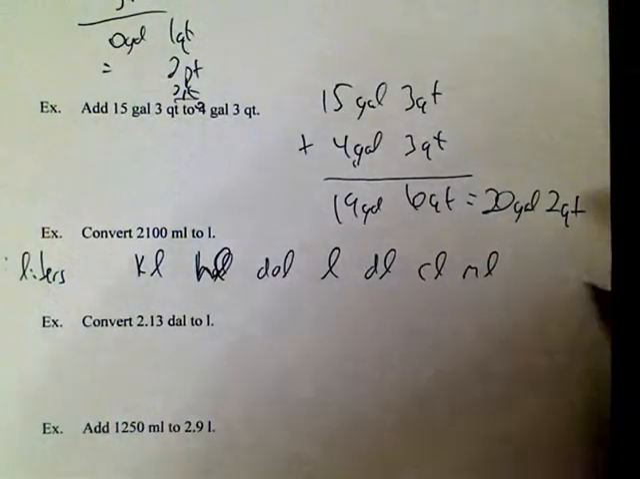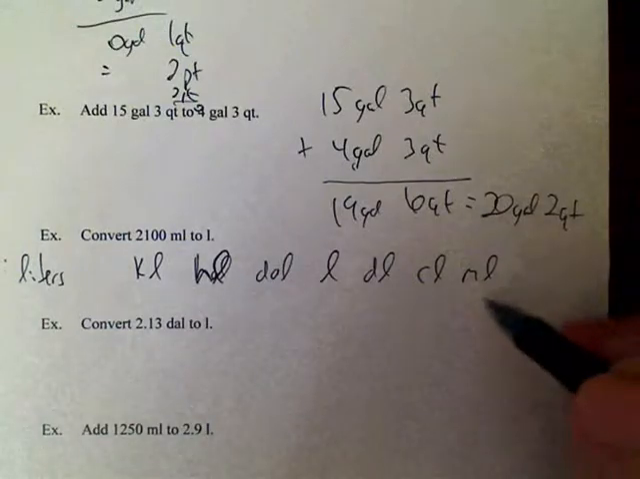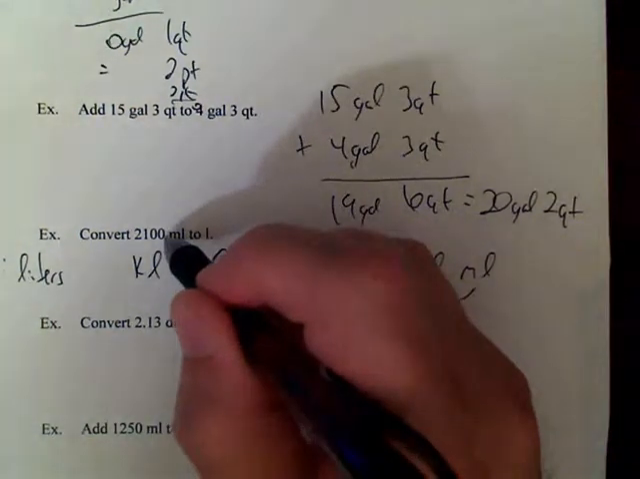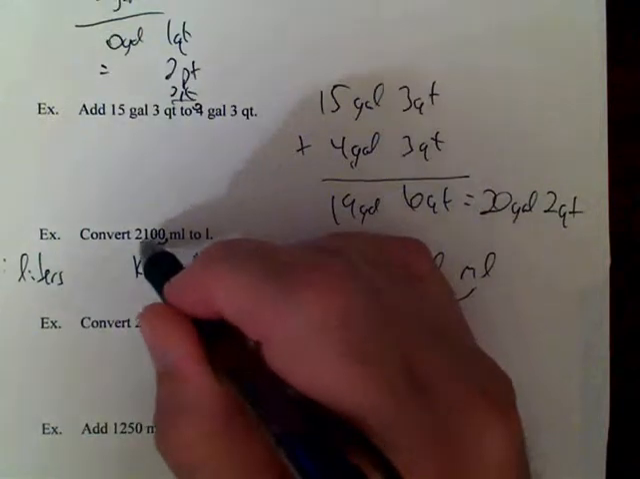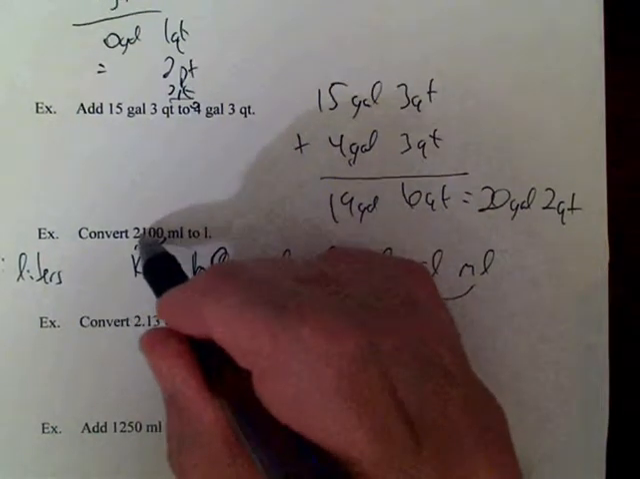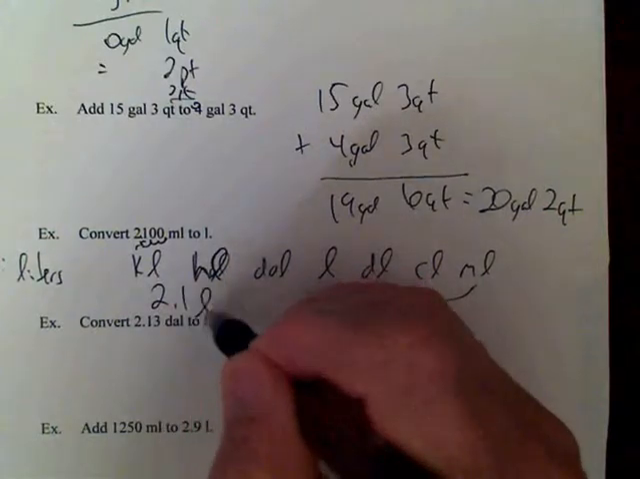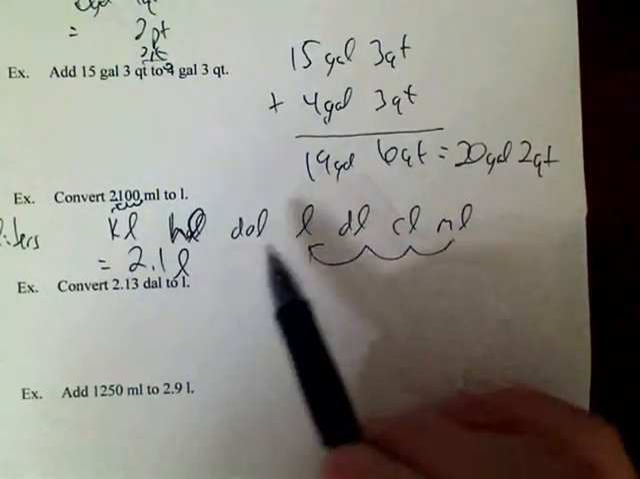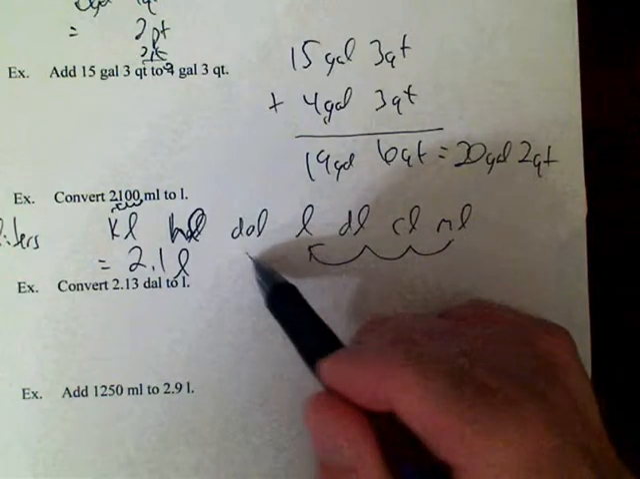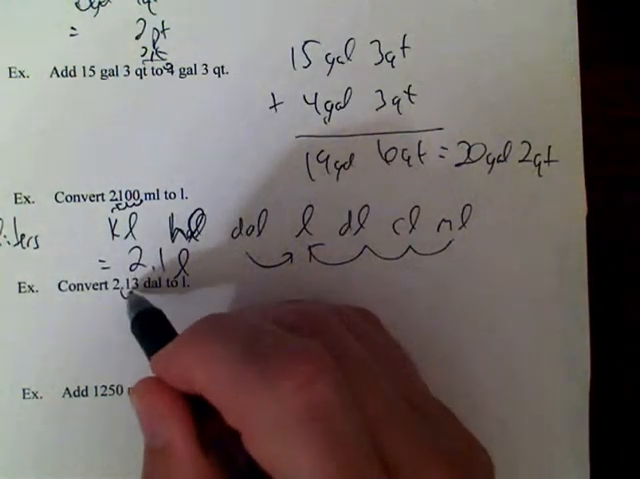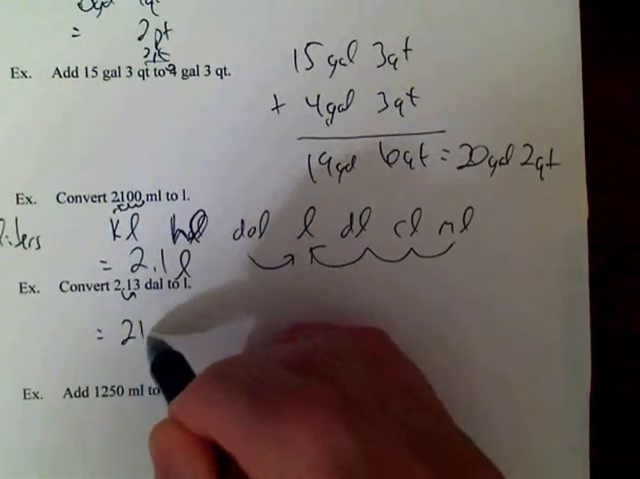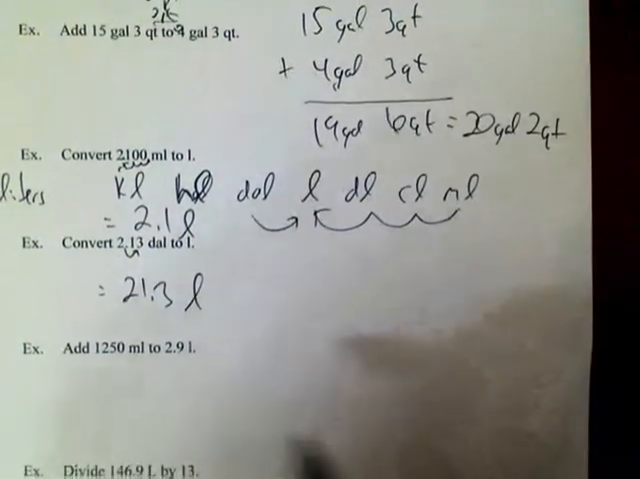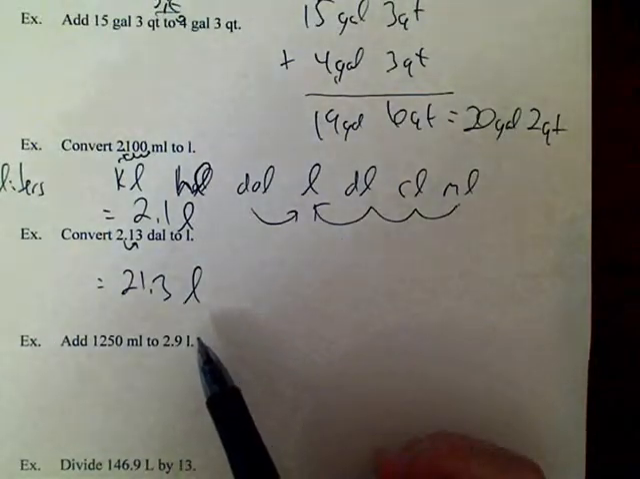So you want to go from milliliters to liters. There's milliliters, there's liters. 1, 2, 3 places left. There's your decimal. 1, 2, 3 places left. Makes it 2.1 liters. That's your answer. Deciliters to liters. There's deciliters, there's a liter. 1 place right. 1 place right. 21.1 liters.